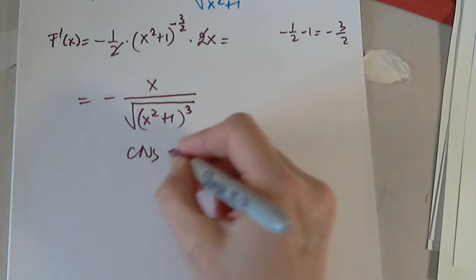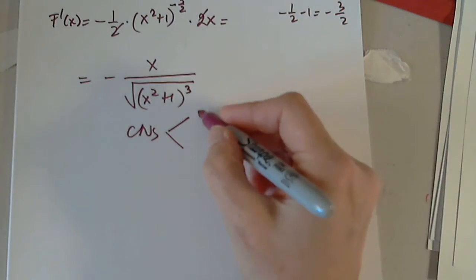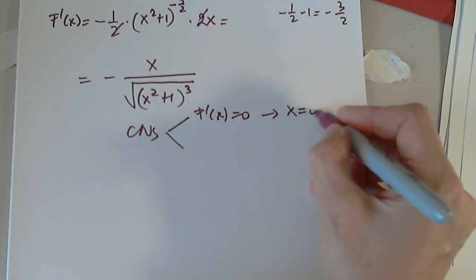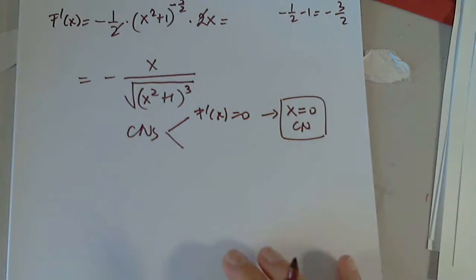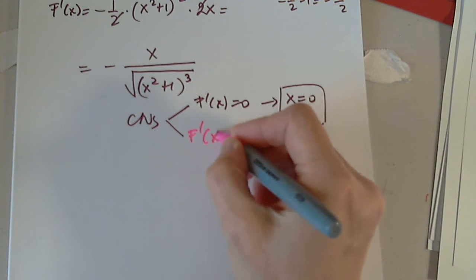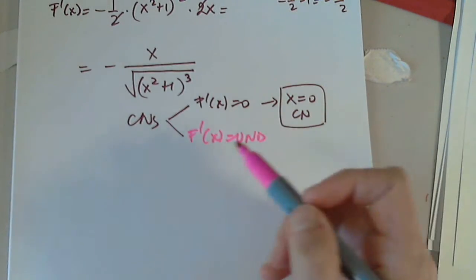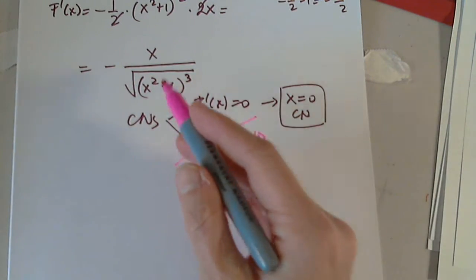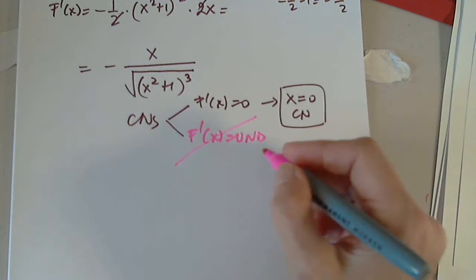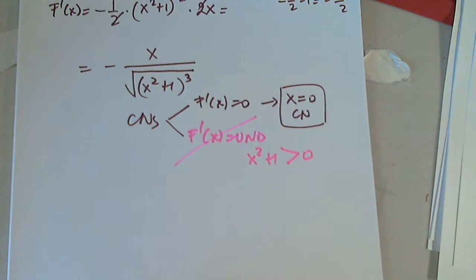So critical numbers come from two possible sources. When f prime of x is 0, yes, it's a fraction, is 0 only when the top is 0, and this becomes a critical number for sure. And they can also come from f prime being undefined. There is no such thing, because x squared plus 1 is always positive, as requested by the square root, and never 0. X squared plus 1 is always positive. So there are no critical numbers coming from f prime being undefined.